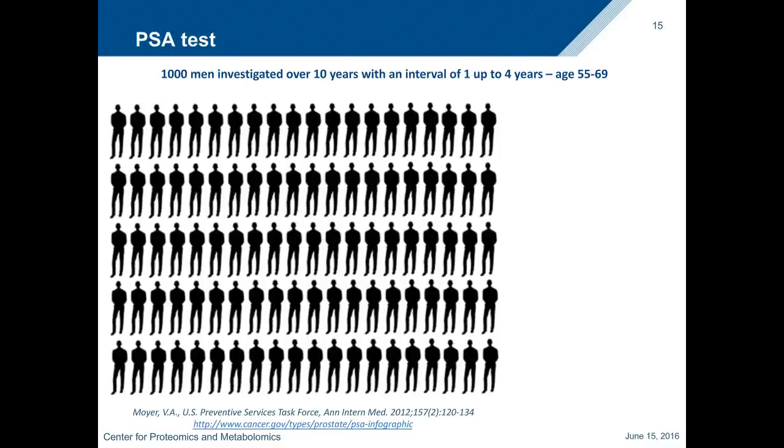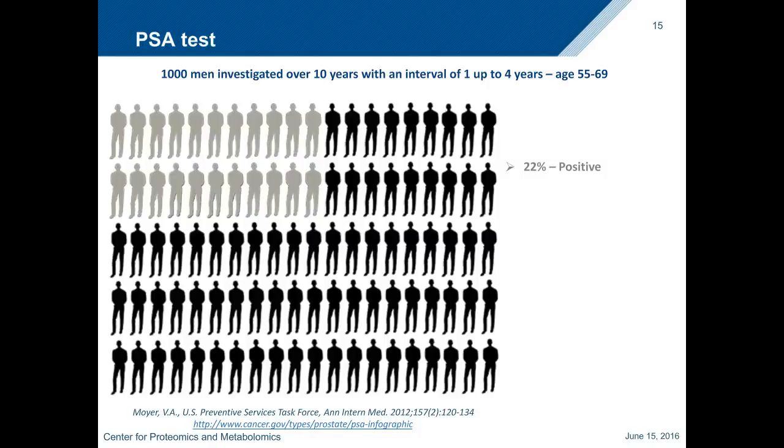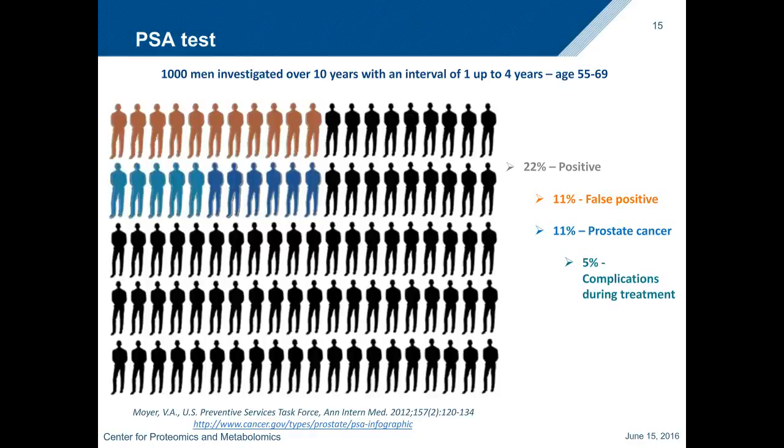And this was even further shown by a study in 2012, where they investigated 1,000 men over 10 years, and they had an interval from 1 up to 4 years. And the results were rather interesting. So 22% got a positive result in prostates with the PSA test. 11% of that was a false positive, and you need to imagine that all these males will get a positive result, they get scared, they might have prostate cancer. They will go to the procedure, they will get biopsies, and at the end, it appeared that they had a false positive. Also, 11% indeed had prostate cancer, but 5% of them got complications during the treatment.